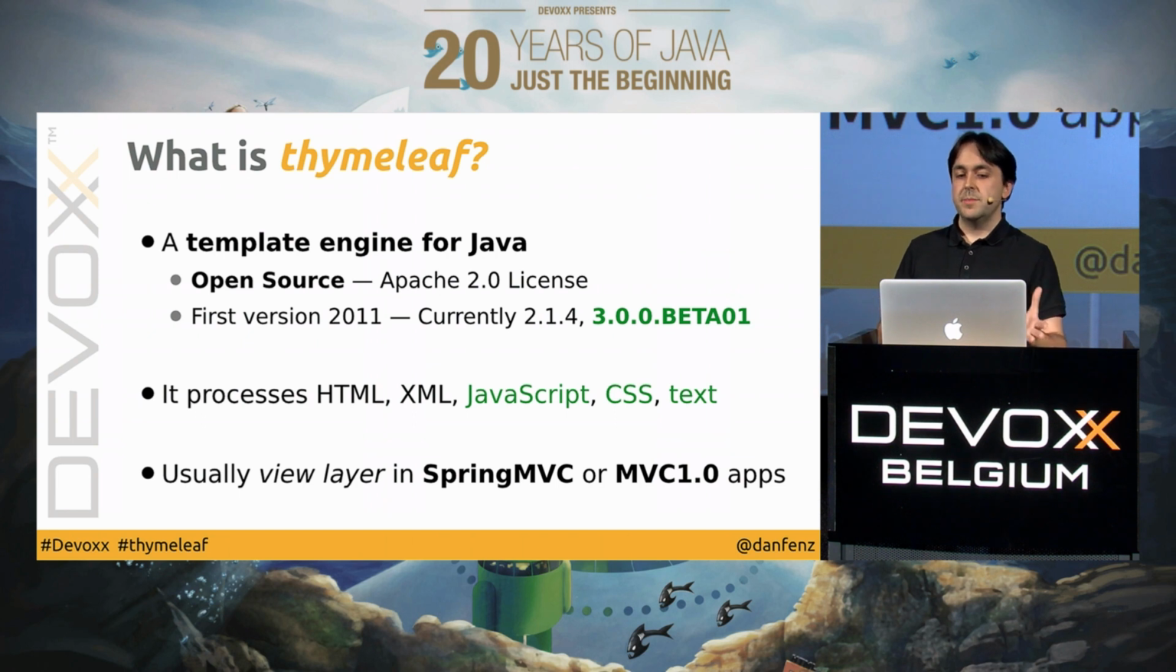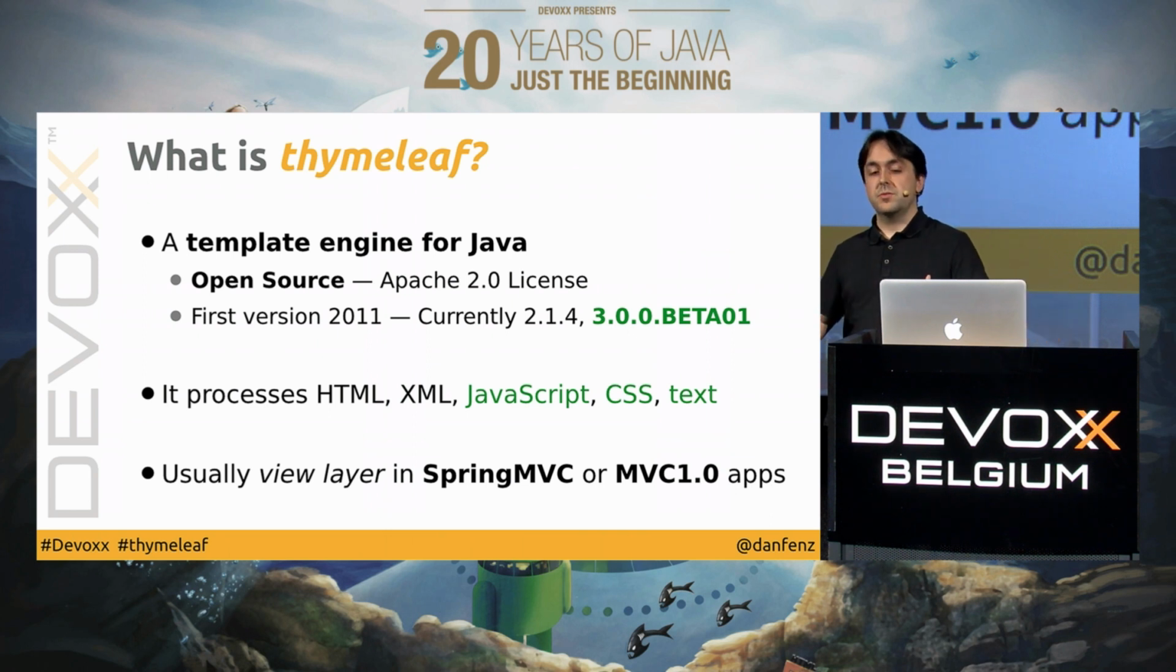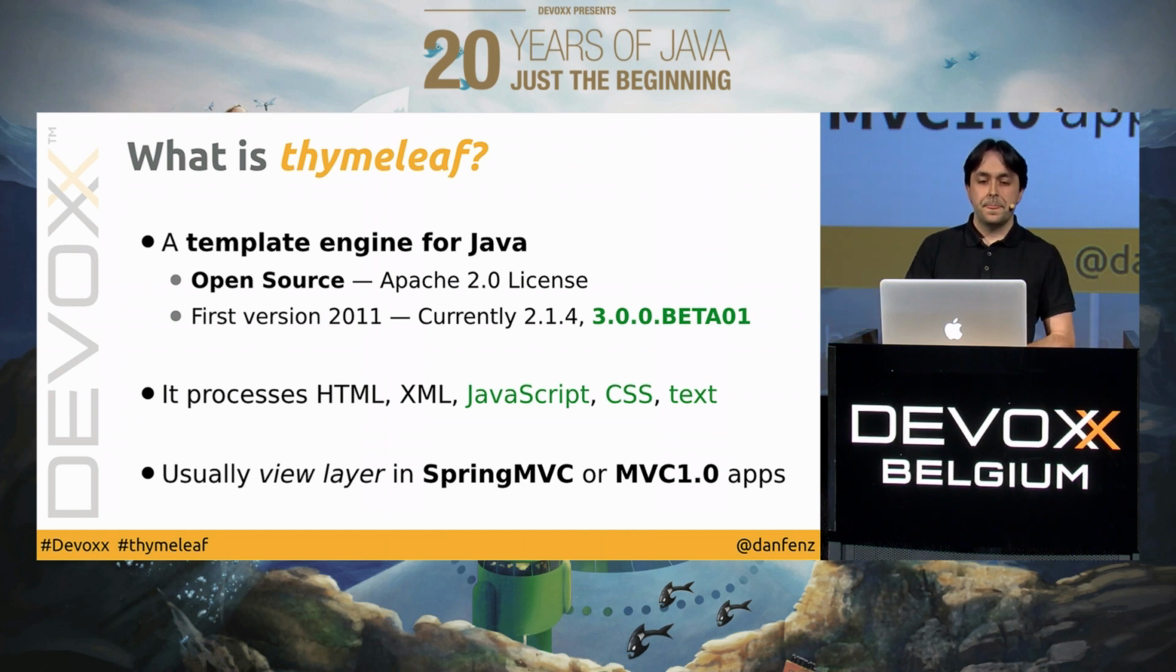It processes HTML and XML, and you're going to see some things marked in green throughout the presentation. That means those are things that are new in Thymeleaf 3. As of Thymeleaf 3, we will also be processing JavaScript, CSS, and plain text.